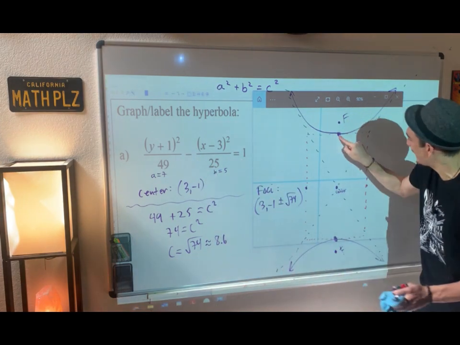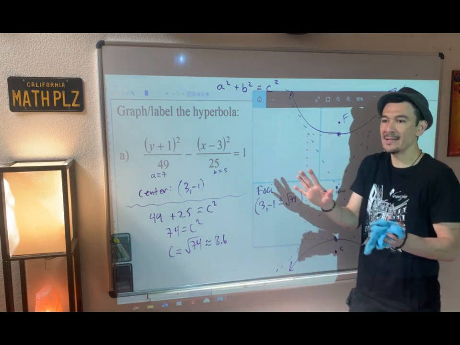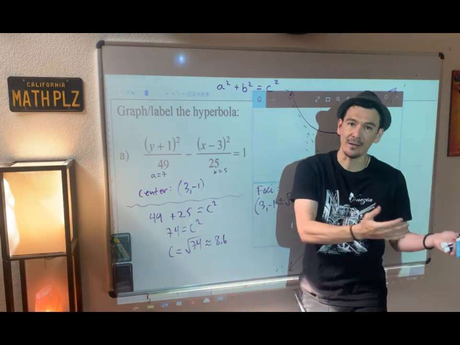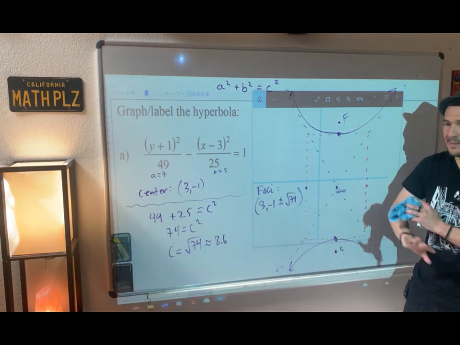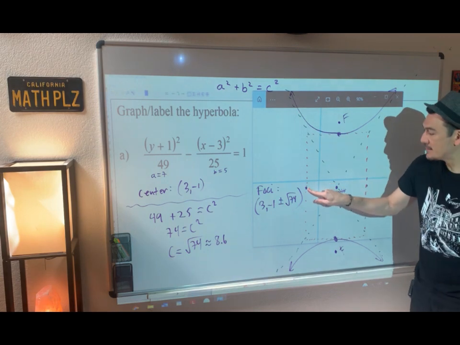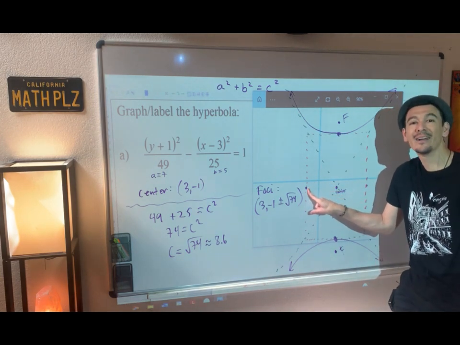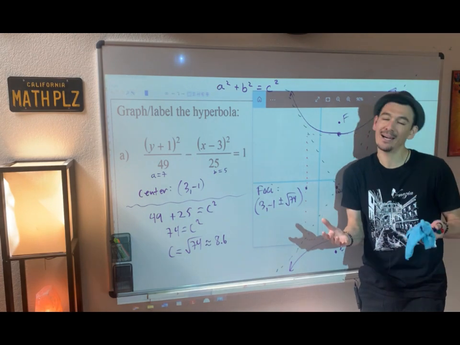And that would be these guys, right? This is a vertex. This is a vertex. I'm not even going to say major vertex, because if I say major, that implies that there are minor. But this doesn't have minor vertices. It has a vertex, another vertex, that's it. This guy here is not a vertex, because this is not on the hyperbola, right? It's part of the central rectangle, which helps us to draw the hyperbola.